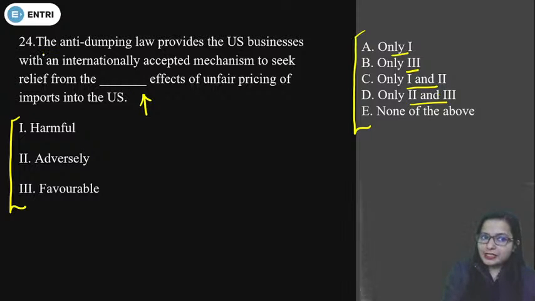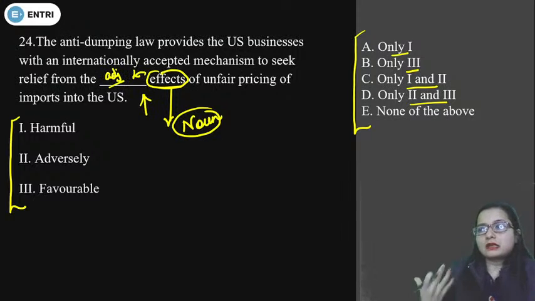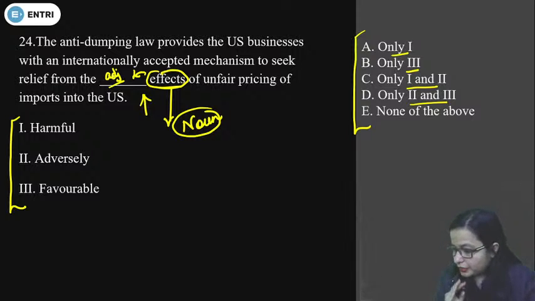Okay, so start reading the sentence. It is saying the anti-dumping law provides the US businesses with an internationally accepted mechanism to seek relief from the dash effects. So whenever you have these kind of long sentences, do not try to understand the meaning of each and every word, because you do not have that much time. Only pick this word. Effects is a noun. Okay, and we need a word here to qualify it, which can describe this noun effects, right? We need that word. Okay, Ganesh is saying A.